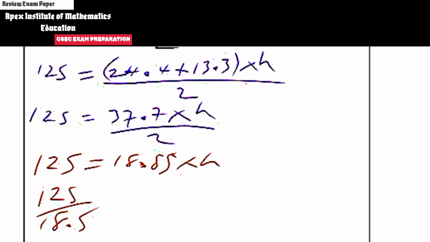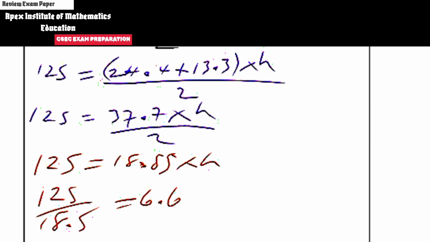We have 125 divided by 18.85. We end up with 6.63. So that's just 6.6. That's the height of the triangle, and that is also the height of the trapezium.